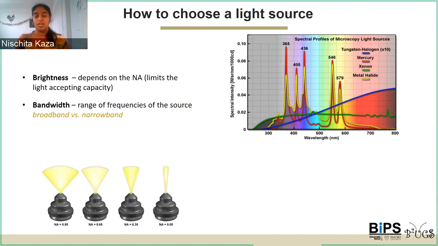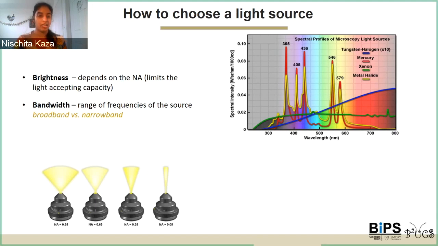So in the image on the right, you can see something that's known as a spectral profile or an emission spectrum of different types of light sources. For example, you see the blue line that corresponds to the tungsten halogen lamp. This is a pretty broadband source in the sense that it has multiple wavelengths being emitted at varying intensities, and the variation in the intensity is also pretty smooth.